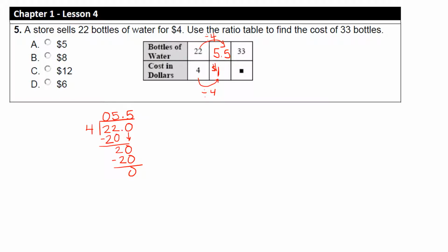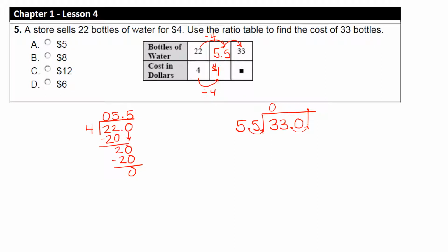So we want to know, how do I get from 5.5 to 33? So we have to do 33 divided by 5.5. Remember, when you have a decimal in your divisor, you have to move it over as many times as needed to make a whole number. In this case, I just need to move it over one time. And now in my dividend, I need to move the decimal point over one time.